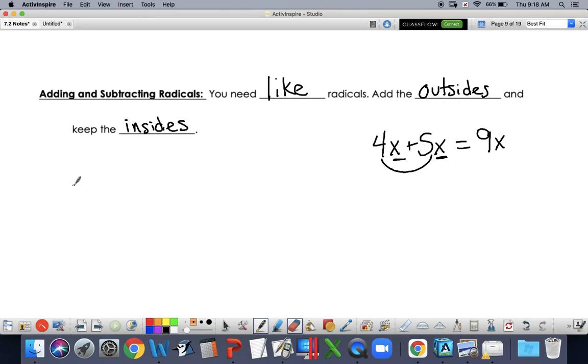So for an example, just before we get into more of the complex examples in our notes, say I have 3 square root of 2 plus 4 square root of 2.